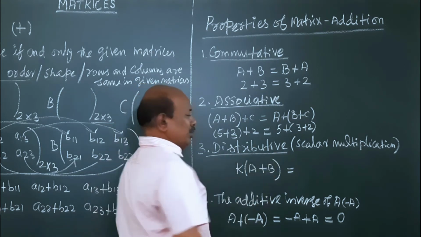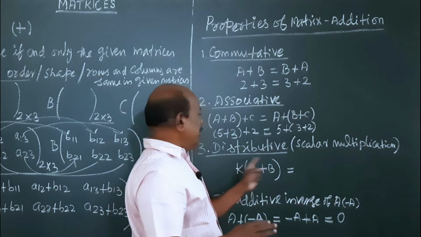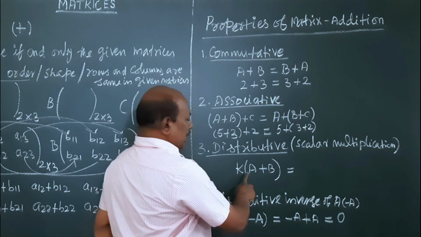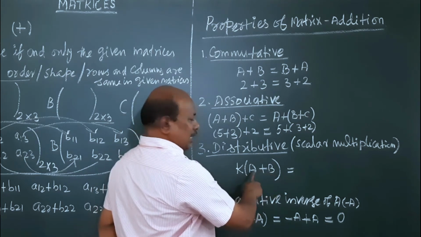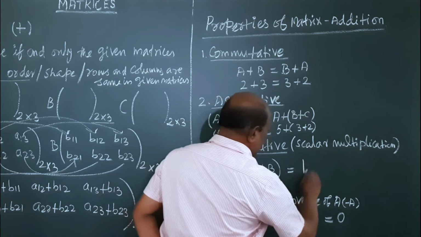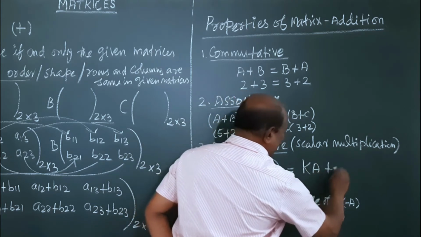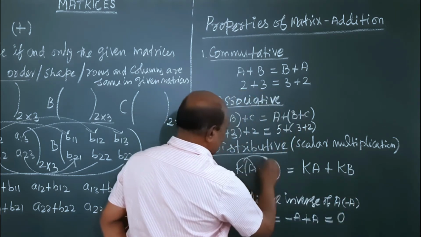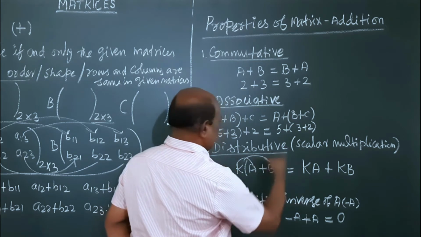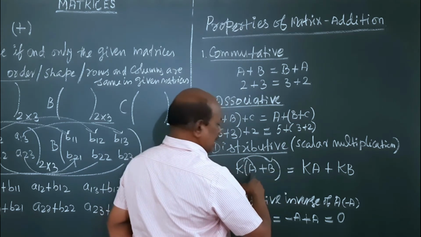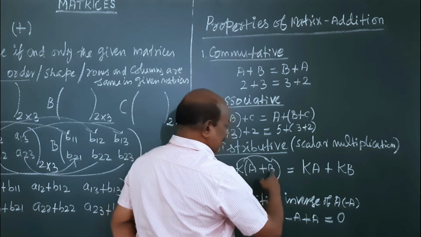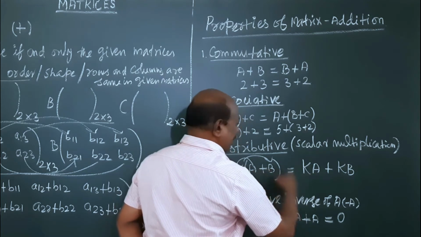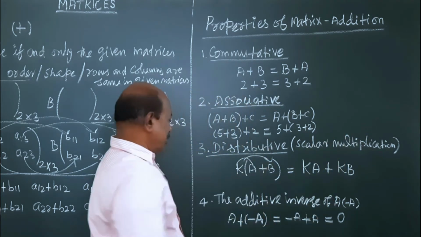Next, distributive. What is distributive? Distributive means with regard to scalar multiplication. Here, k into (A plus B) is equal to kA plus kB. That is, k is multiplied with each of them. The k into (A plus B) matrix is equal to k into A plus k into B. That is distributive.